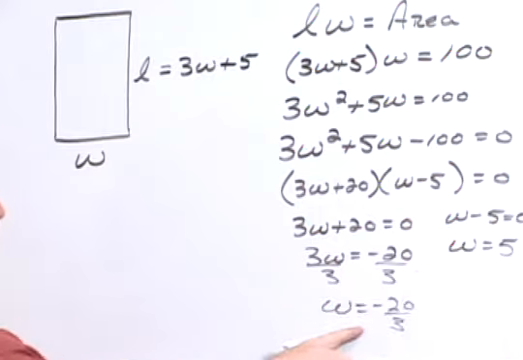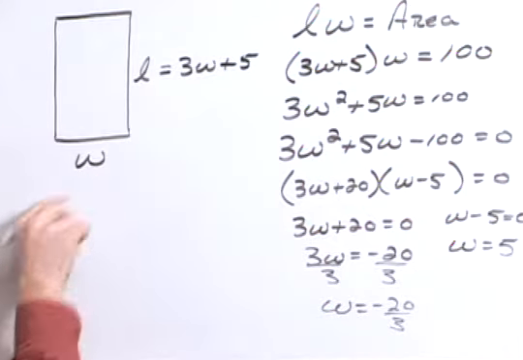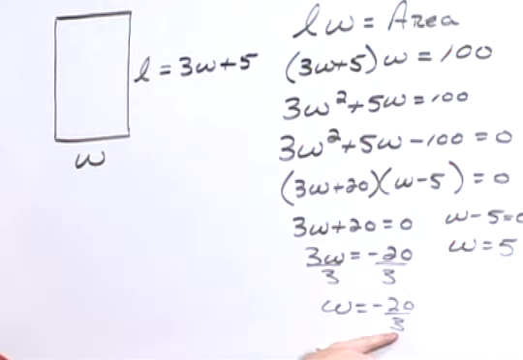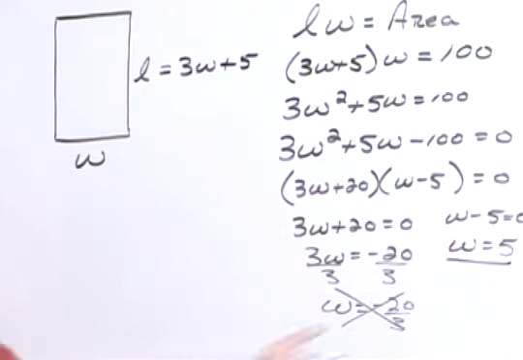We have two answers. Since we're talking about the width of a rectangle, the width is always positive, so it doesn't make any sense to have a negative number. So we'll eliminate that, and we'll continue with w equals 5.